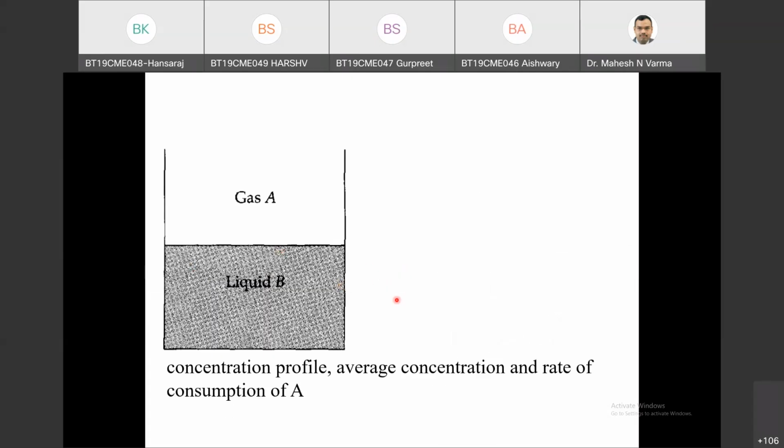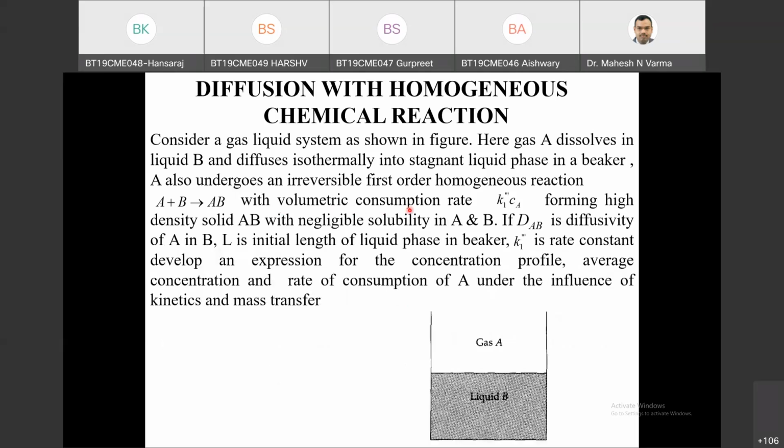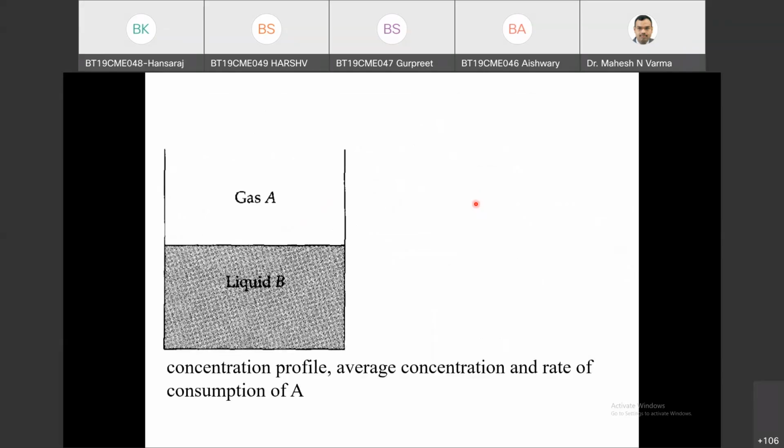And most importantly, there is the volumetric consumption rate per unit volume. This is the rate of moles of A consumed per unit time per unit volume. That is given as the volumetric consumption rate.